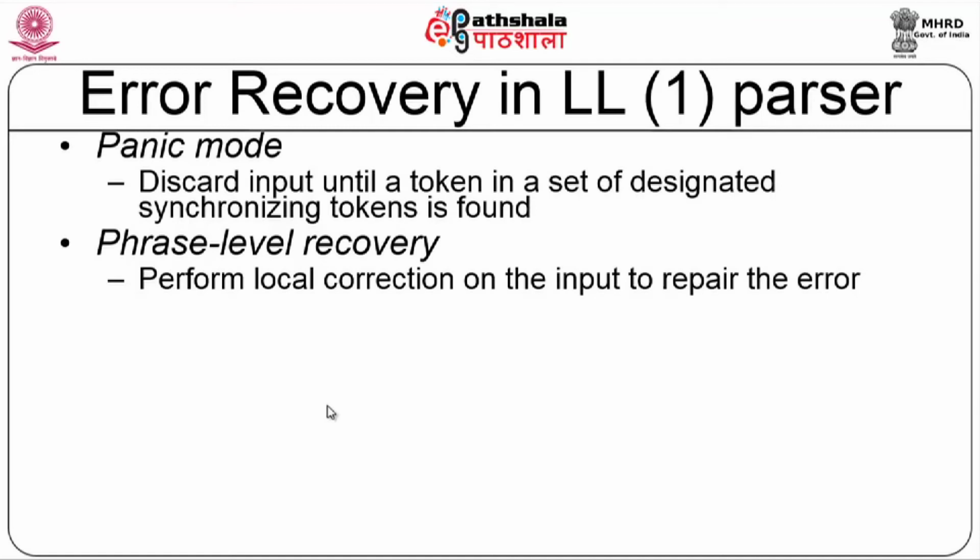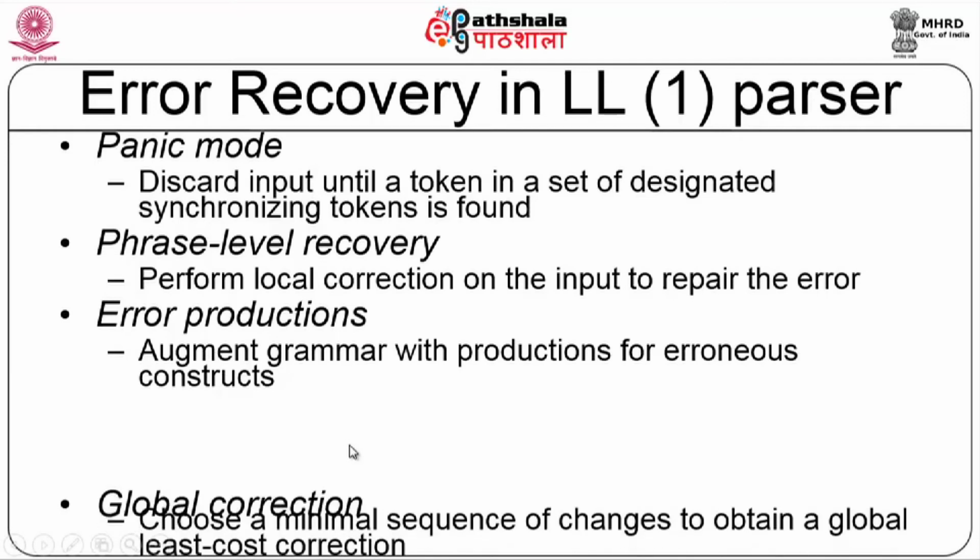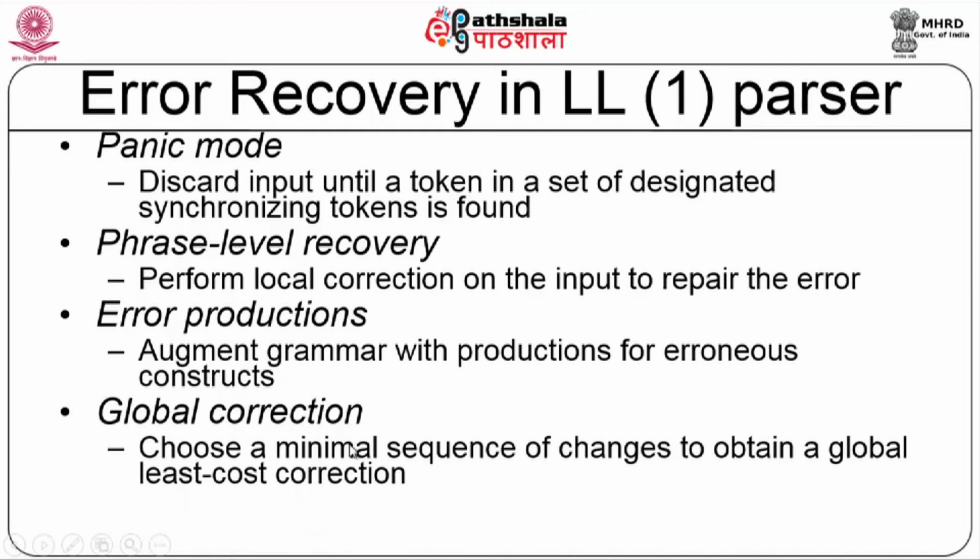The next one is called phrase level recovery, where it could perform a local correction on the input to repair the error. The repair can happen by adding an error production, which means the grammar is augmented with productions for erroneous constructs. You know that if I encounter this production, that implies I have an error there. So, for error scenarios, you add new productions and that is going to be available in the table as well, which gets you to the next level of error recovery.